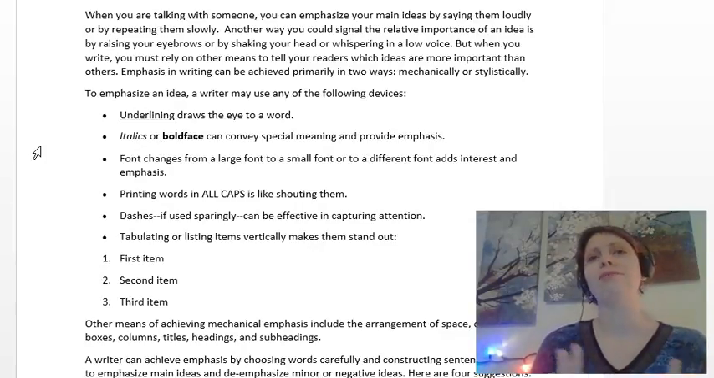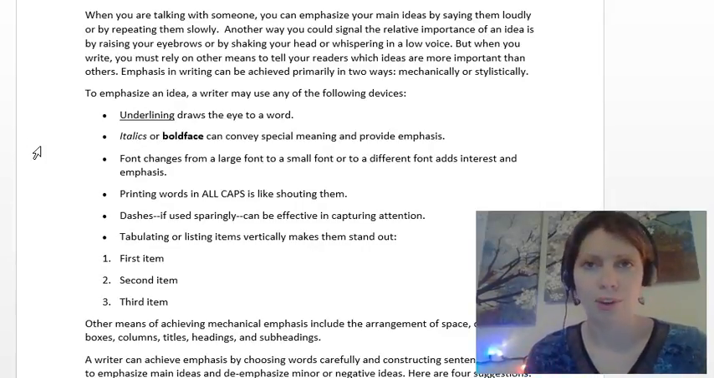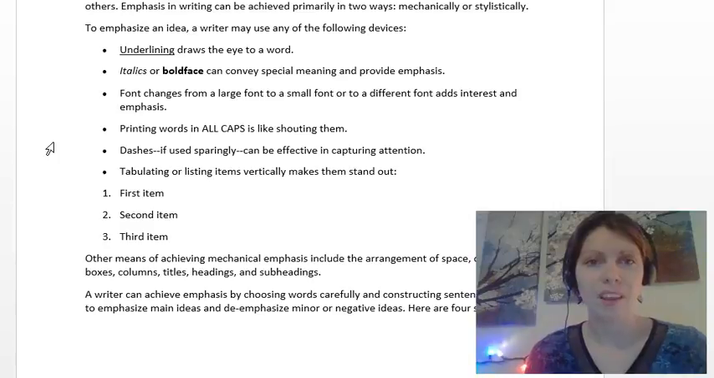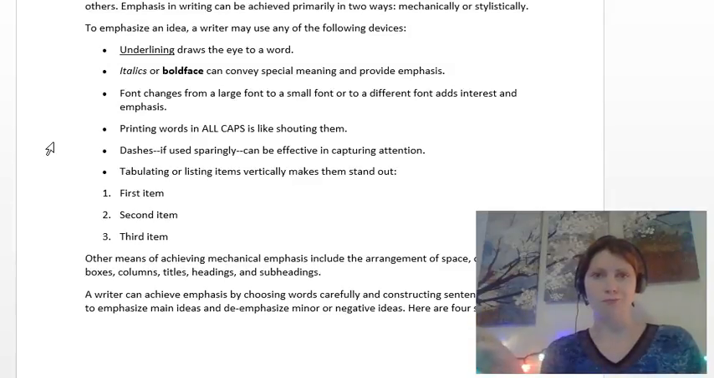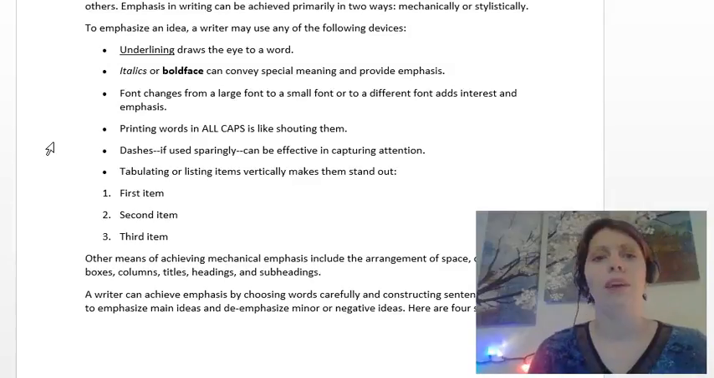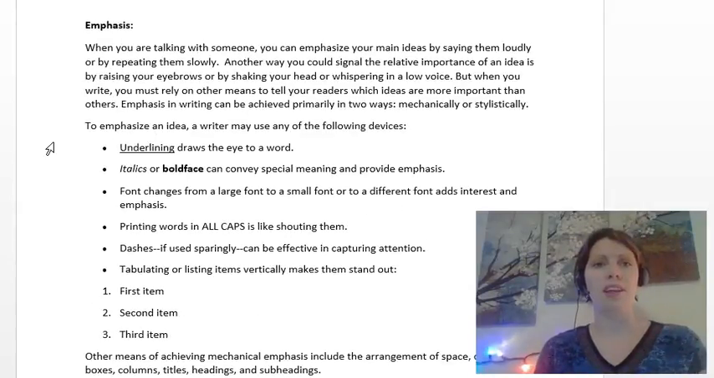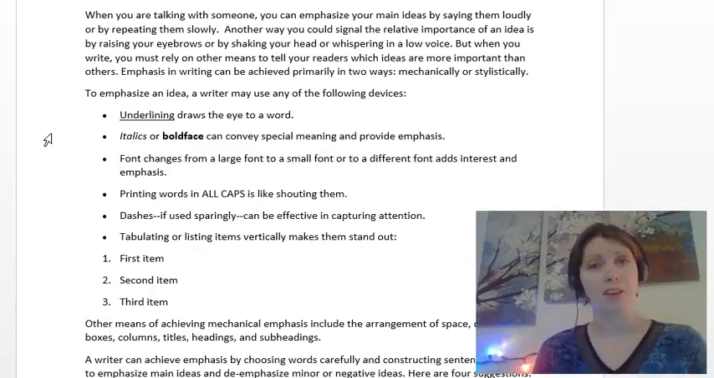and different forms of emphasis give different impressions. So we're going to look at that now. So to emphasize an idea, a writer can underline, which draws the reader's eye, right? When the video came on and I was scrolling down and you saw this paragraph come up, you probably noticed the underline almost right away. The second thing you probably noticed was the bolded word.